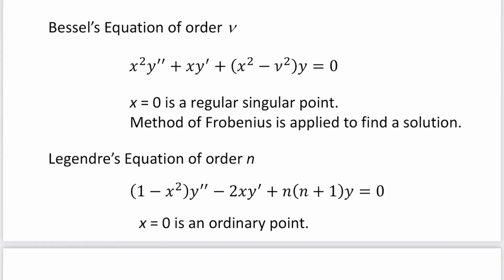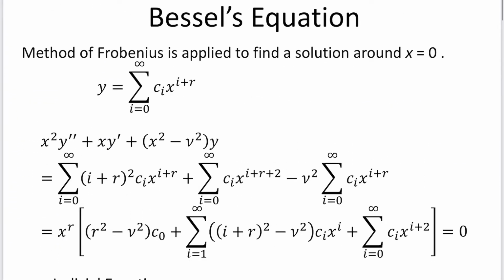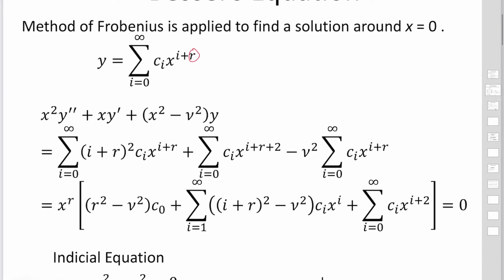First of all, I'd like to show you how to find the solution of Bessel's equation. As I said, we can use the method of Frobenius to find the solutions around x equals 0, because x equals 0 is a regular singular point. So we use the exponent r, so x to the r, we have to multiply. First of all, we'd like to find out the exponent r. Then substitute this expression into the differential equation.